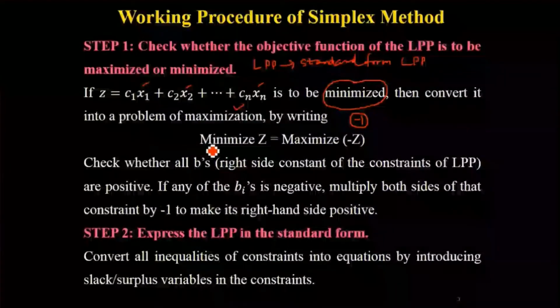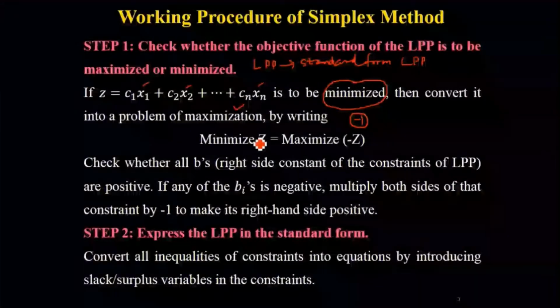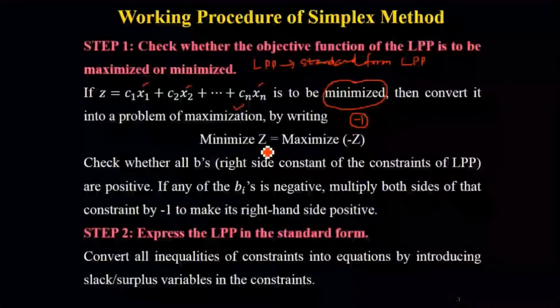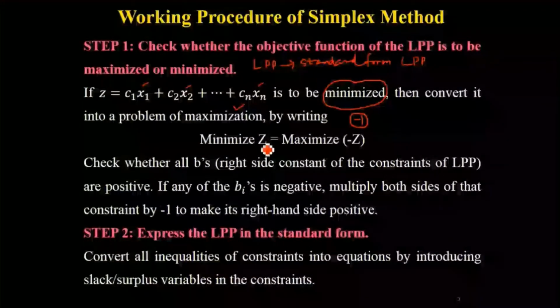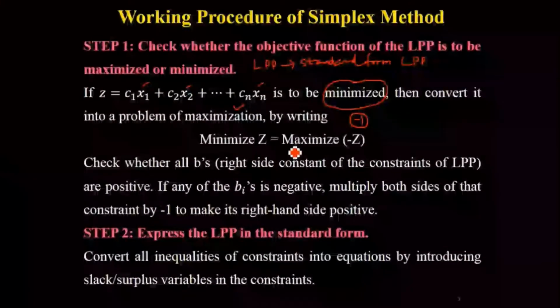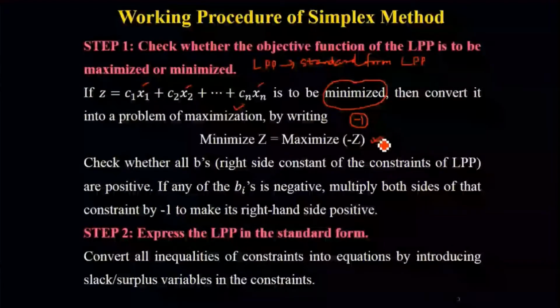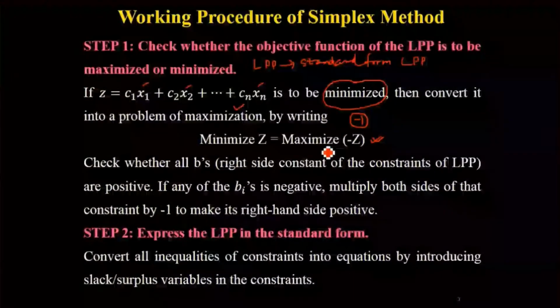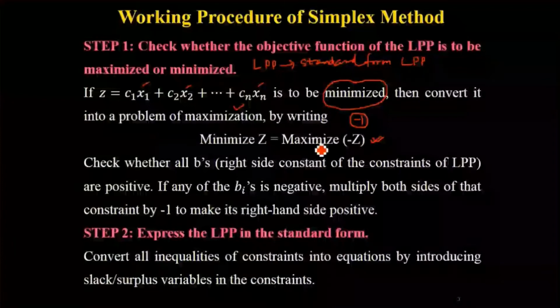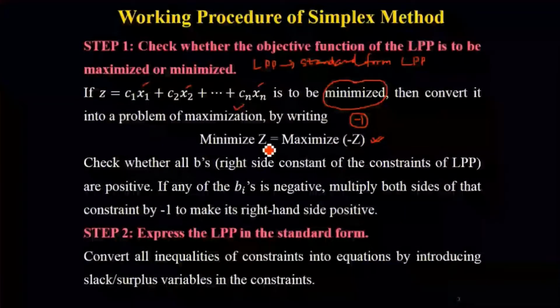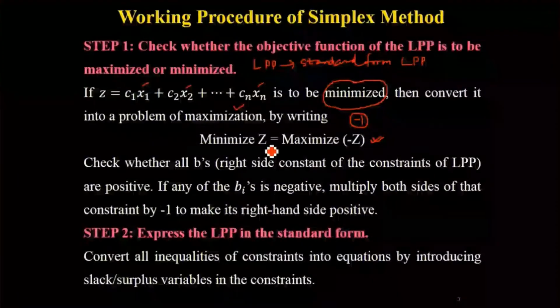For example, here it is given minimize z. If we have minimize z, the solution we get is nothing but the solution of maximize minus z. You need to understand this, because we are going to discuss the maximization problem further. So if minimize comes in the question, you can multiply z by -1 and find out the maximized problem.